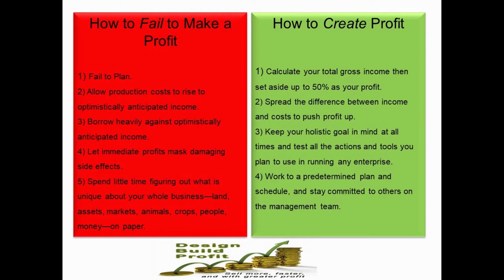Now, if you want to create a profit, calculate your total gross income, then set aside up to 50% of your profit. Spread the difference between income and cost to push profits up, and cut down on the expenses. If you don't need new equipment, don't buy it. If you don't need to do an action supporting your operation, don't take it. And if you're spending way too much time when you have ways to be more efficient, that is the way to do your business.